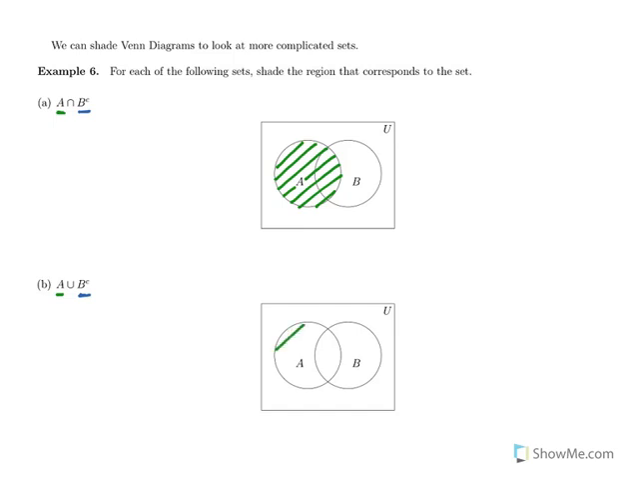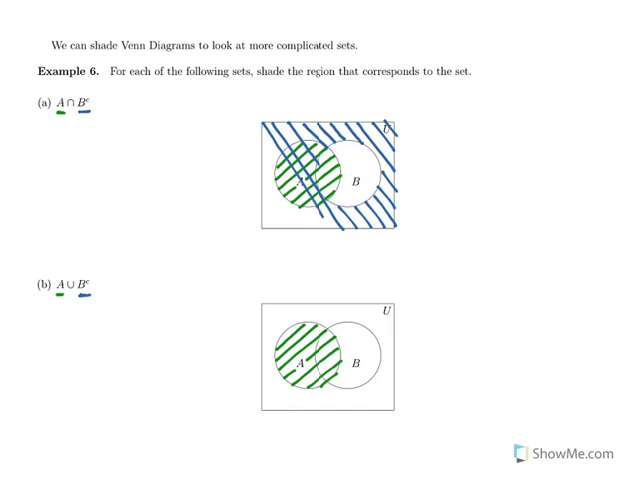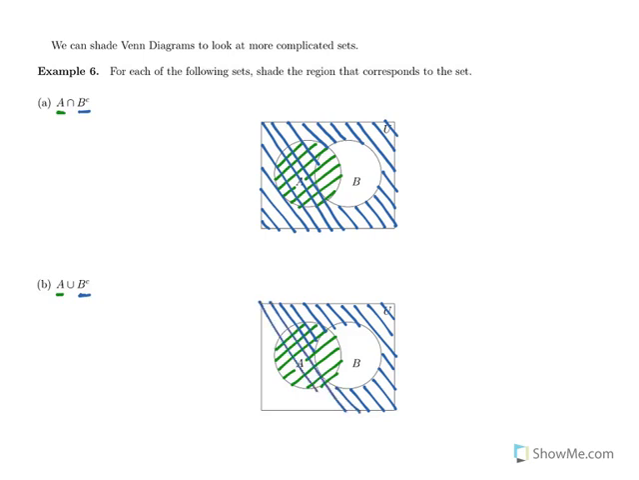First, let's do both of these for A. B complement is everything that is not in the circle B. So we're going to shade everything else, including the stuff in A. Do that over here as well. And then for each of these, we are looking at either the union or the intersection.